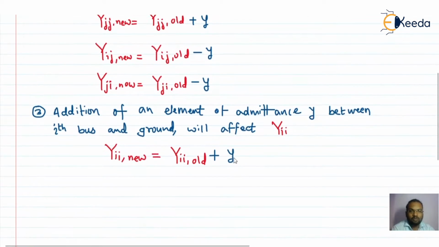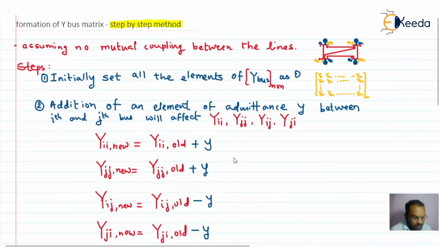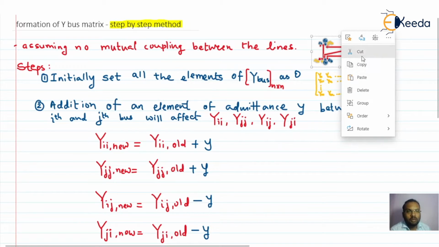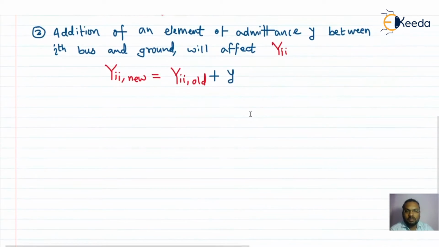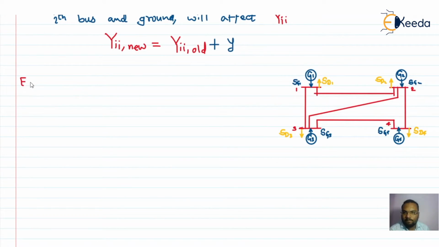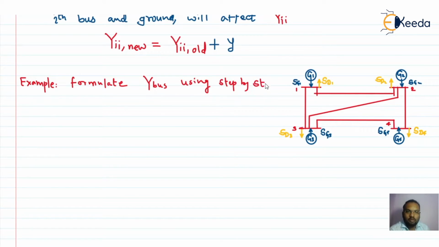Okay, to have a better picture of that in our mind, I'll take one example here. We'll consider one example. Of course, we are going to consider the same power system that we have considered in our previous lectures. Example: formulate Y bus using the step by step method for this given power system.